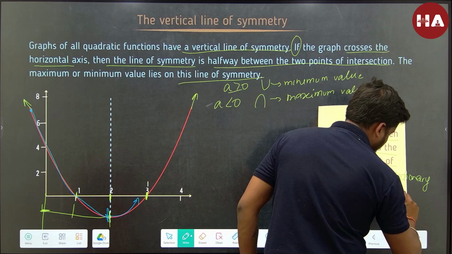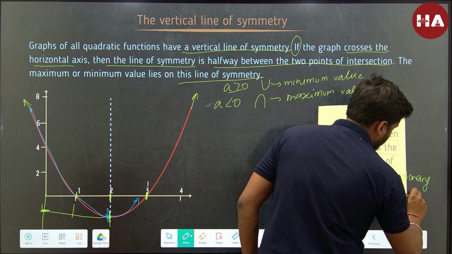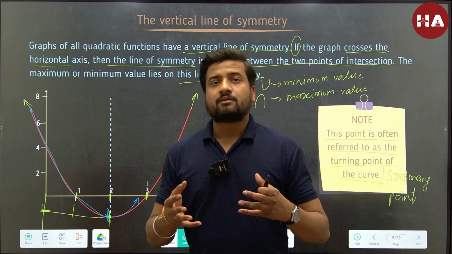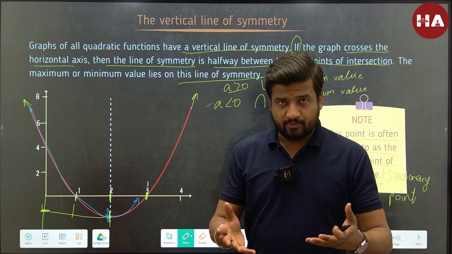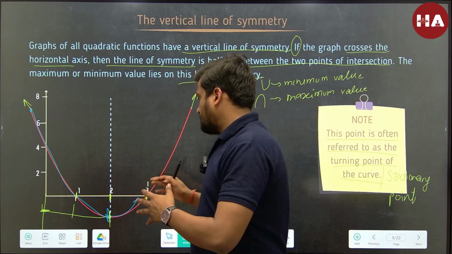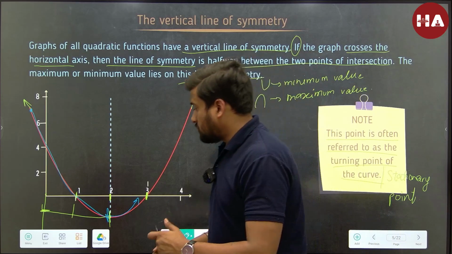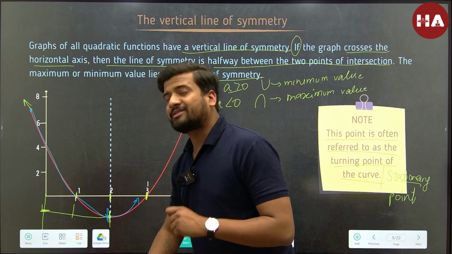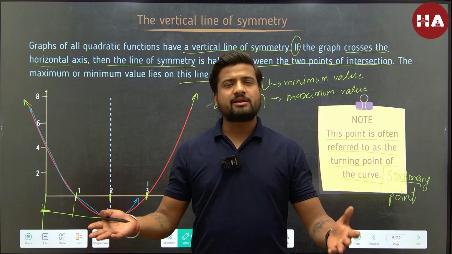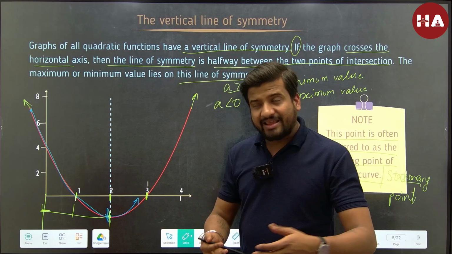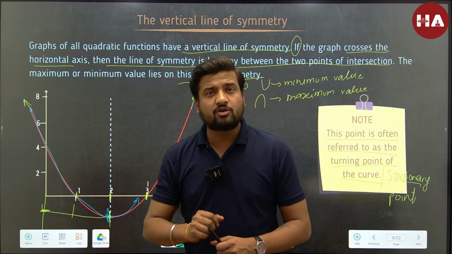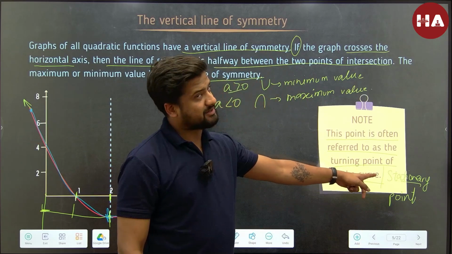Now since we are doing add maths, many of you might know what a gradient or slope is, so you might be aware of these terms. It is known as a stationary point because the slope or the gradient at this point is 0, or I can say the gradient of the curve at this point is always 0. That is why this is known as a stationary point.